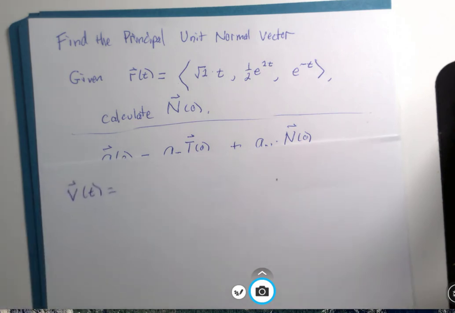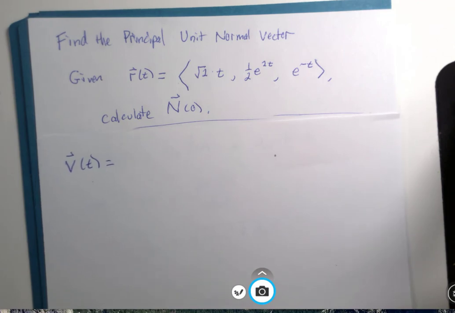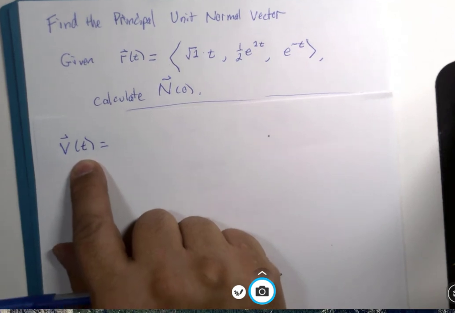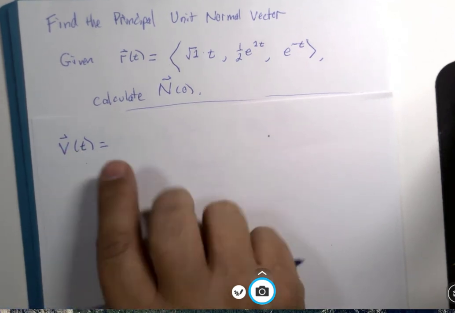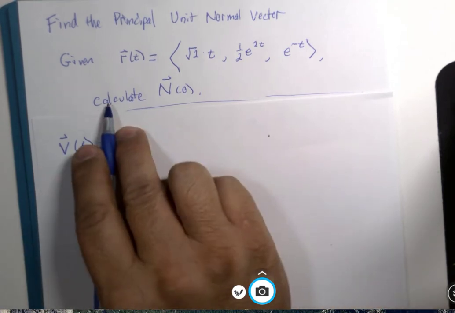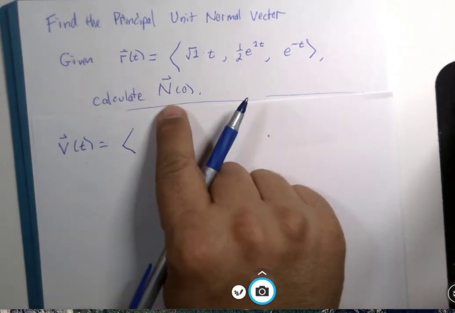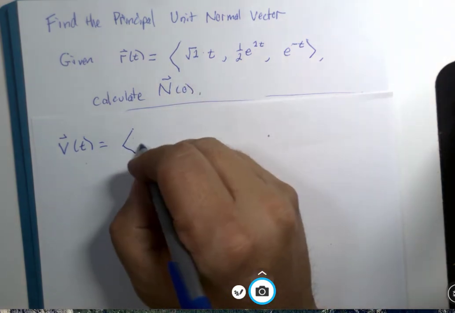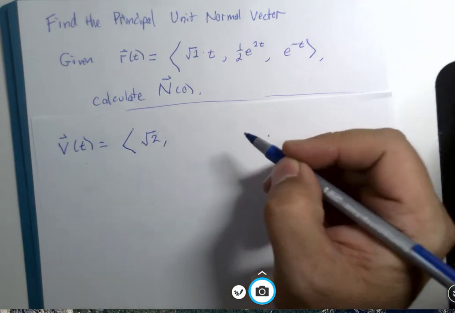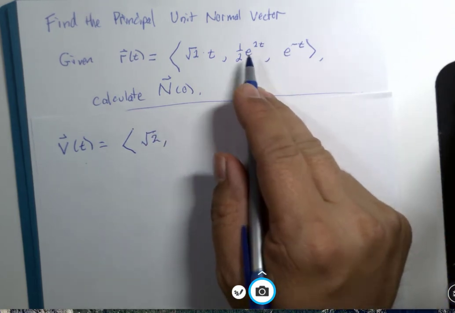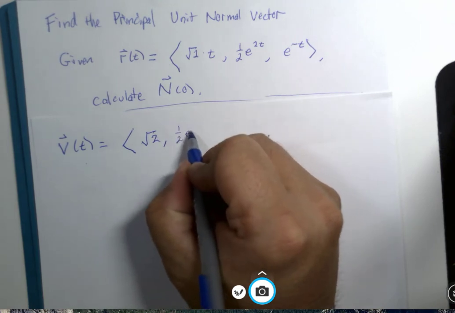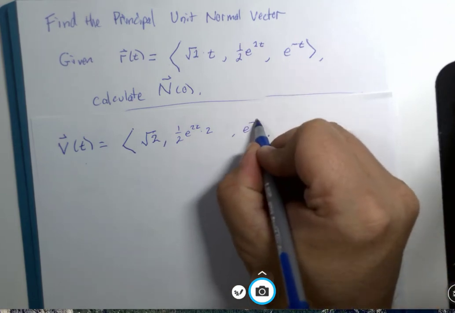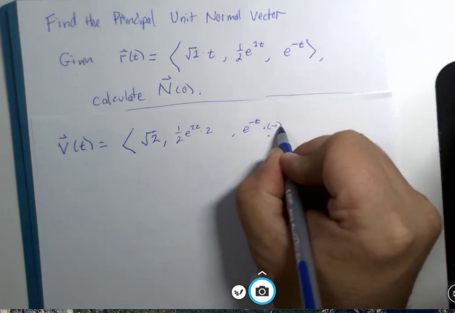All right, so here we go. First things first. Before you find acceleration, you have to find the velocity vector, and we need the velocity vector for several pieces that are hiding under here. So that's just the first derivative. The derivative of square root of 2 multiplied by t is square root of 2, and the derivative of this is 1/2 e to the 2t multiplied by 2. And the derivative of this is e to the negative t multiplied by negative 1.